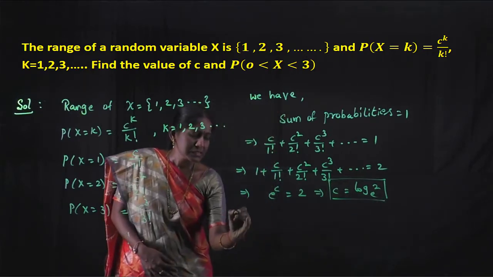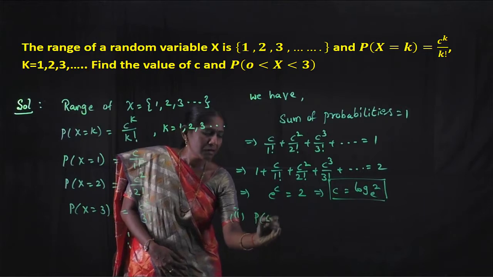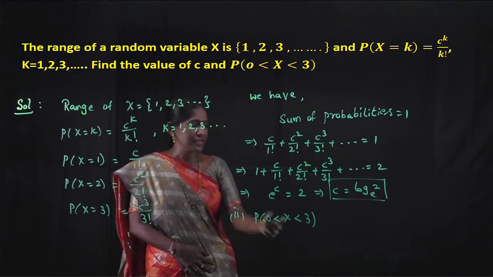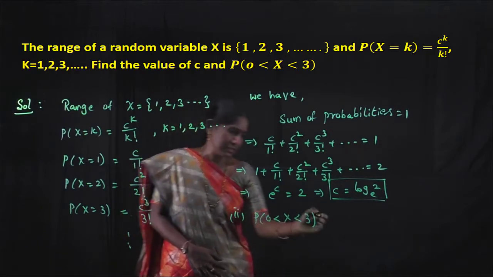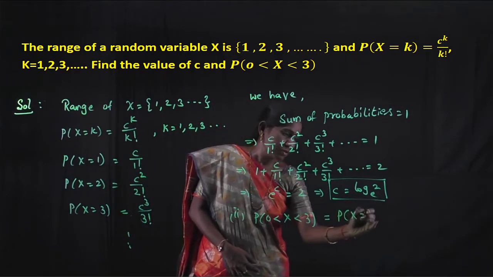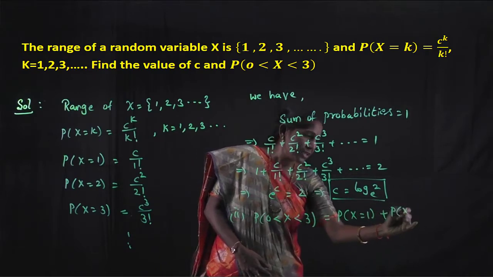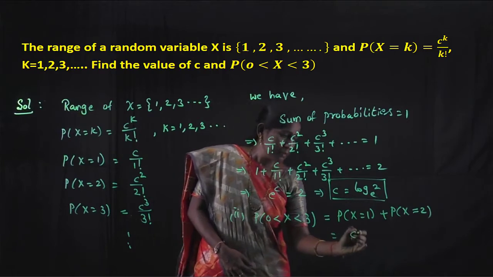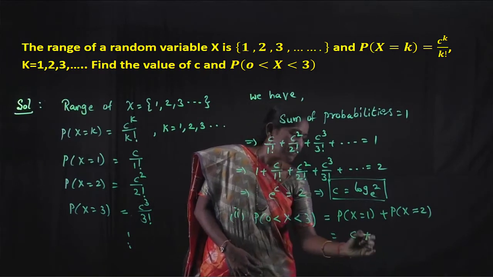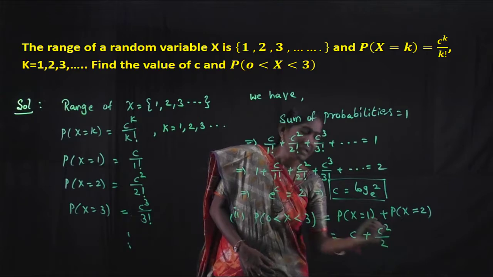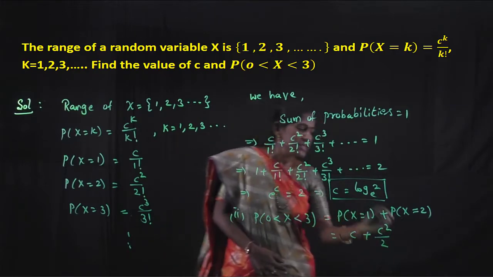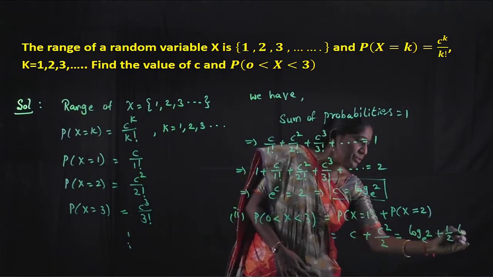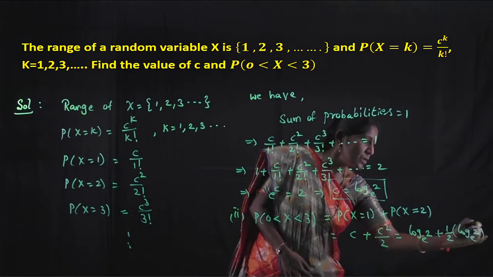And second we have to find P of 0 less than x less than 3. Then the range of x is greater than 0 and less than 3. That is P of x equal to 1 plus P of x equal to 2. P of x equal to 1 is c by 1 factorial, that is c, plus P of x equal to 2 is c square by 2 factorial. And the c value is log 2 base e, so we get log 2 base e plus 1 by 2 into log 2 base e whole square.